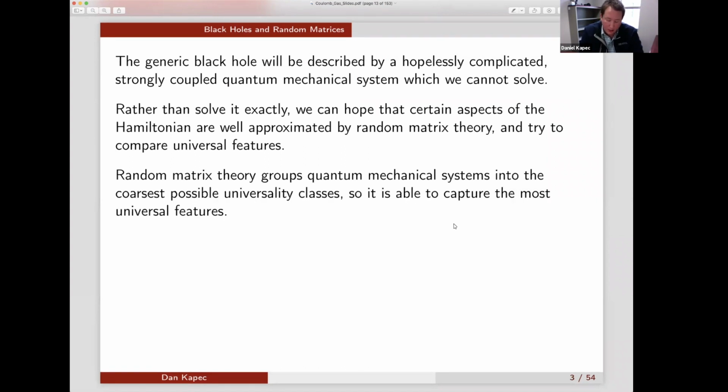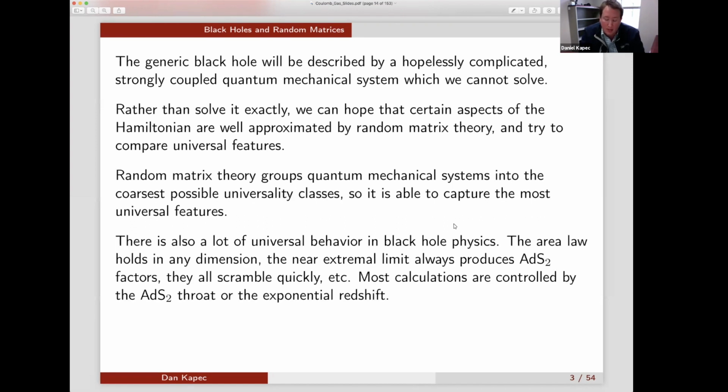So that has a chance to work because random matrix theory really groups quantum mechanical systems into the coarsest possible universality classes. So because of that, it's able to capture the most universal behavior. And similarly, there's a tremendous amount of universal behavior in black hole physics. So, the area law holds in any dimension. The near extremal limit always yields AdS2-like factors in the near horizon region. They all scramble quickly, the list goes on.